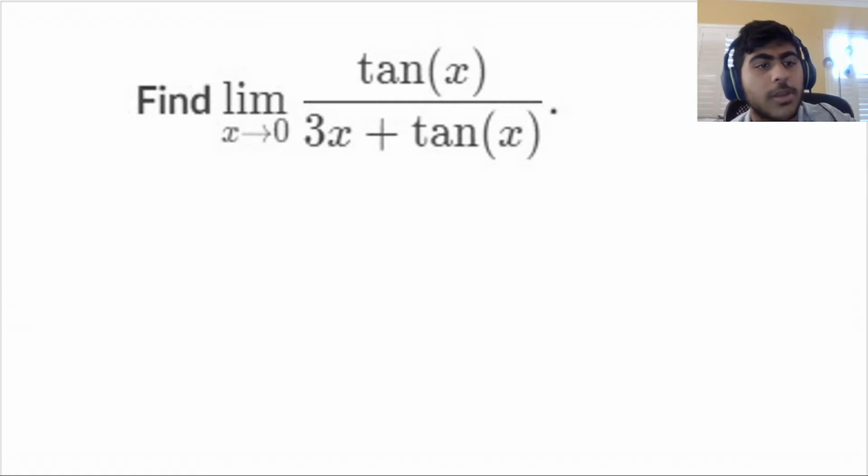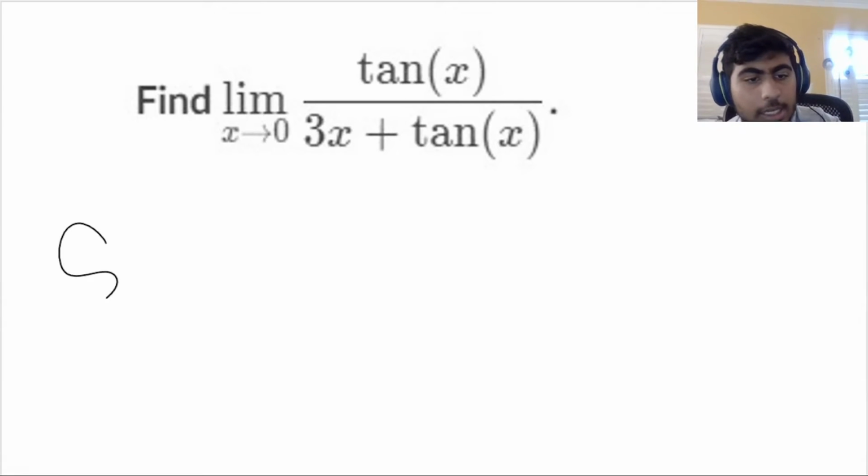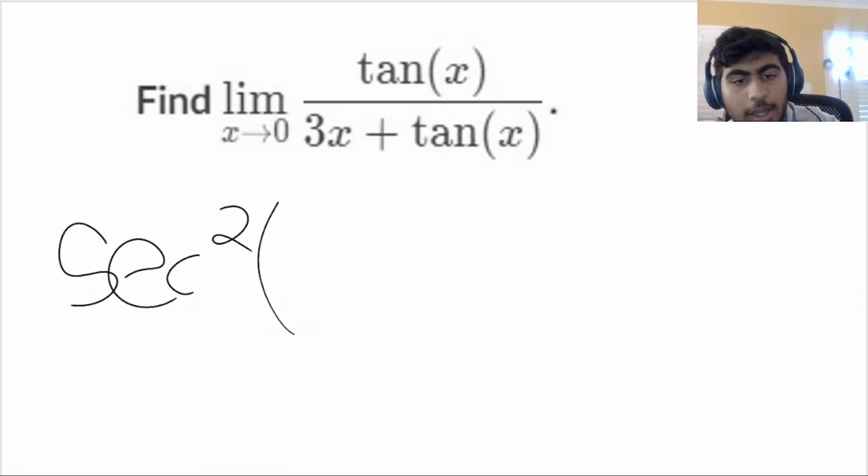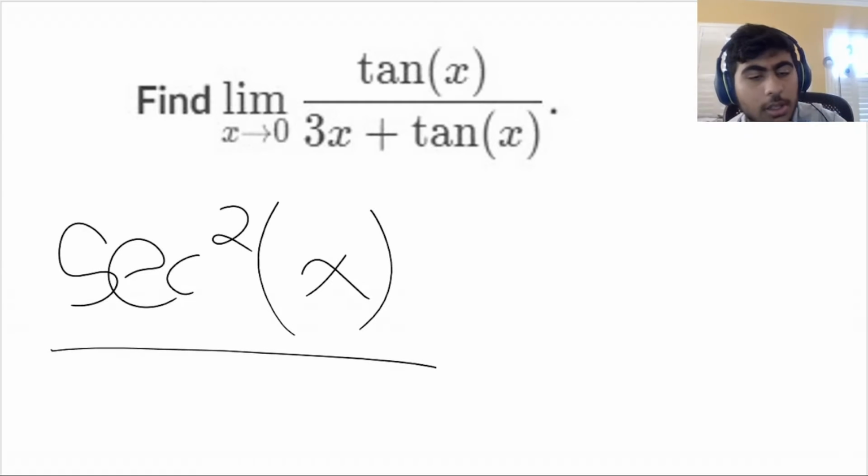But here, we're going to apply L'Hopital's rule. We take the derivative of this, which is going to be secant squared of x, and then the denominator is going to be 3 plus the secant squared of x.